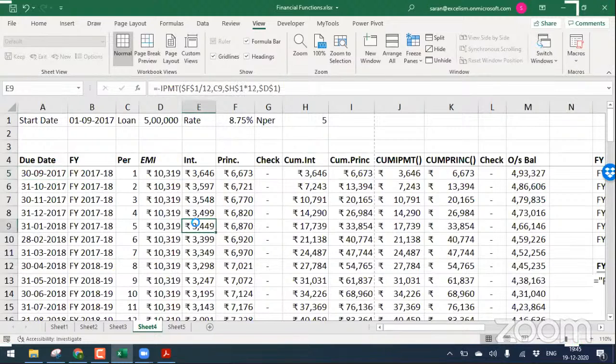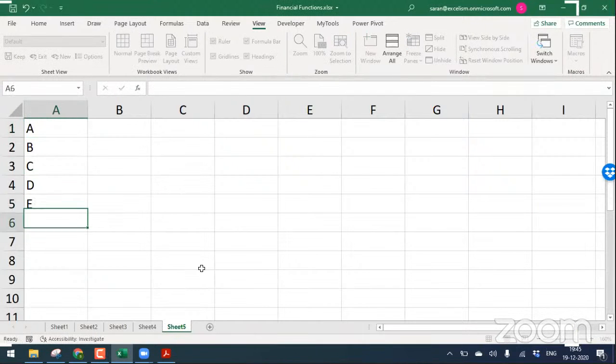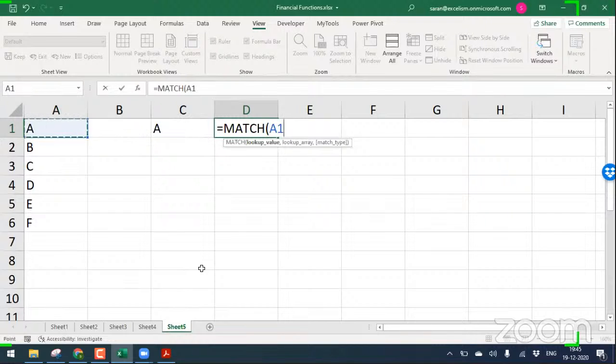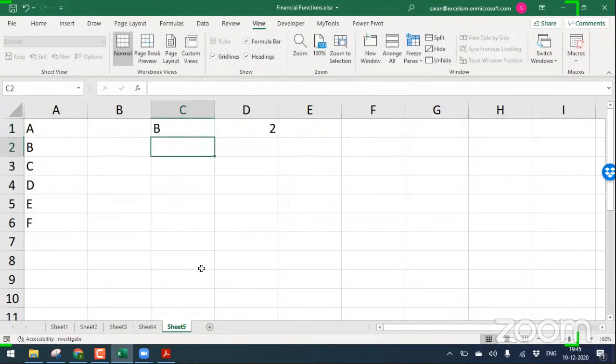Right? I'm sorry, I need to explain the XMATCH function, but not XLOOKUP. So, as you all know, the MATCH function is very simple. A, B, C, D, E, F. And you can ask the question, if I want to know the position of A, equal to MATCH, then look for this value within this array, get me the exact match. If I put B, second position. If I put E, fifth position. If I put F, sixth position.